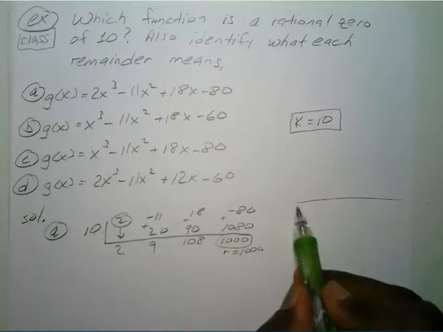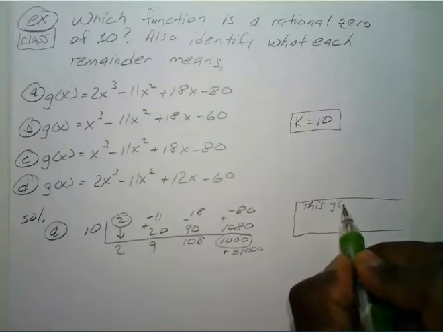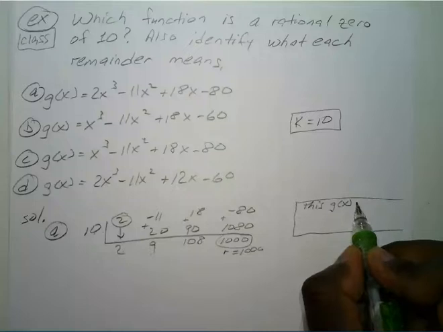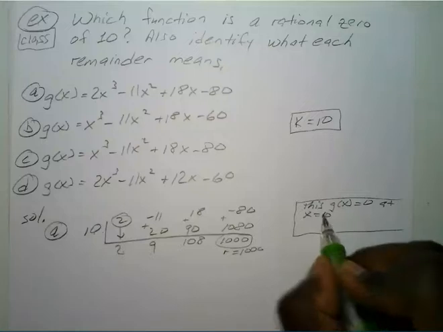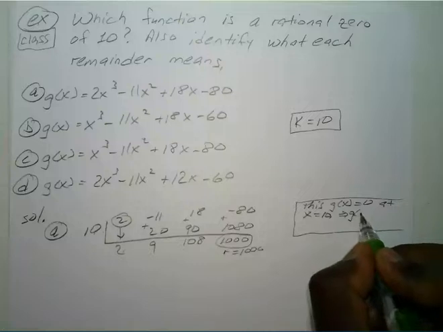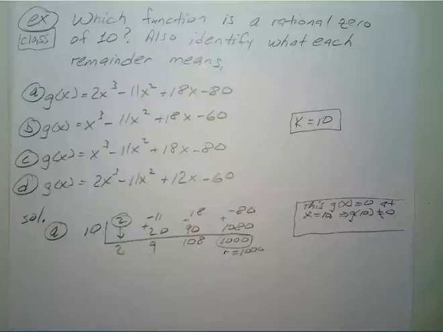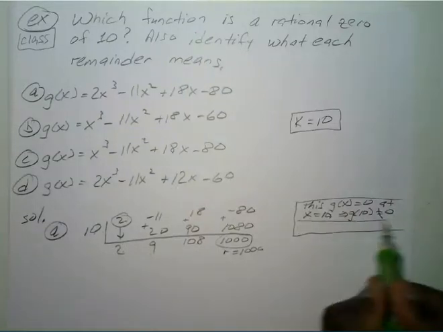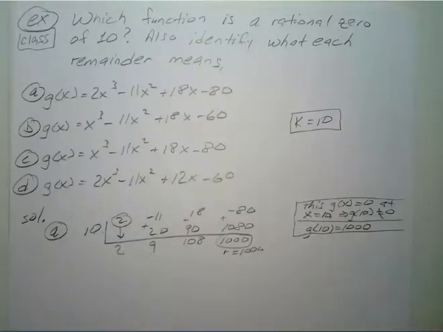Okay, so what does this tell us? Well, it tells us that this g of x does not equal 0 at x equals 10, or k equals 10. In other words, g of 10 does not equal 0. Well, what else does it tell us? It also tells us that g of 10 is equal to 1000. So if you plug 10 into this g of x, you get 1000.